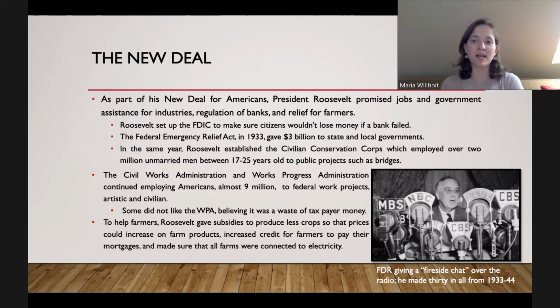And it doesn't sound like a lot, 2 million plus 9 million, but it's a significant amount of unemployed men and women, because at this time, the number of unemployed men and women, because there were women who had jobs, I think it was about 20 million Americans, 25 million Americans. So this is still a sizable amount. You still have unemployment, but Roosevelt is trying to decrease it.